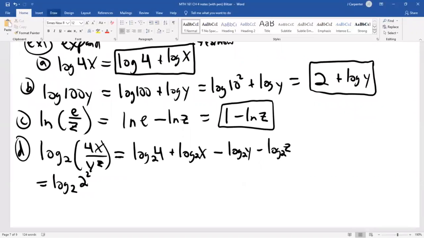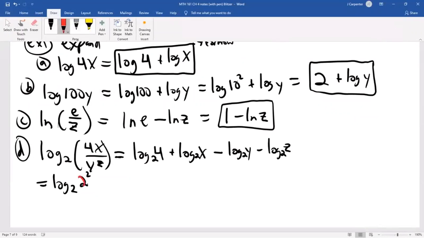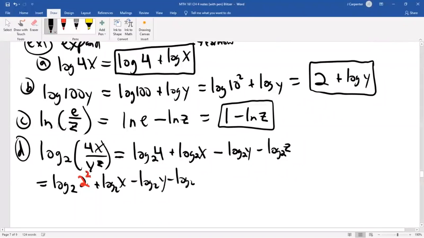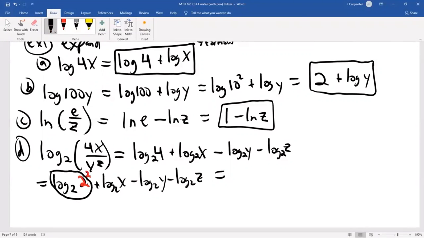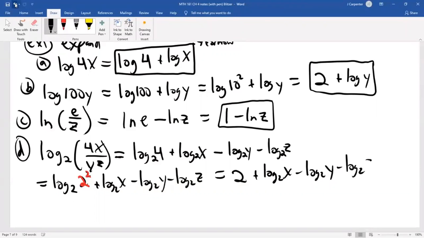And I'll put that in red to show you what I changed. This was the only thing that changed. Everything else stays the same. So log base 2 of x minus log base 2 of y minus log base 2 of z. And the reason we do that is because if we hadn't, we might have boxed it up and it was wrong, because log base 2 of 2 squared, because the bases match, cancel, and you just are left with the exponent, which is that red 2, outside what I circled. But then we have the plus log base 2 of x minus log base 2 of y minus log base 2 of z. That is our answer.